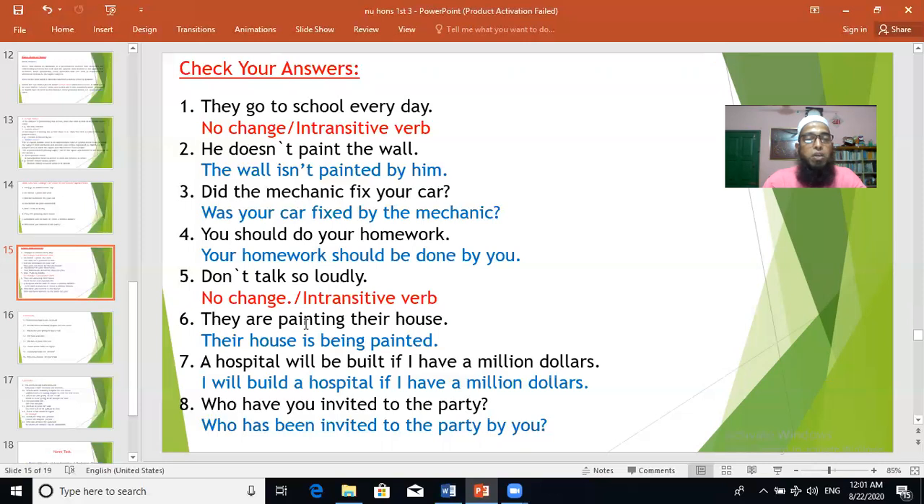So they are painting. This is present continuous tense. So there will be a "being." Their house is being painted. "By them" is not necessary; if you write "by them," that is also correct. So their house is being painted.